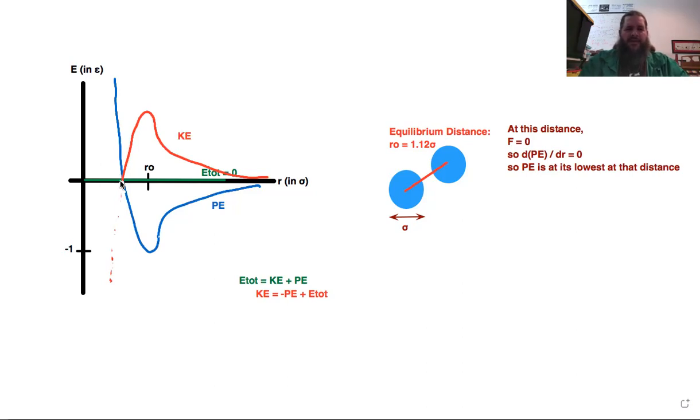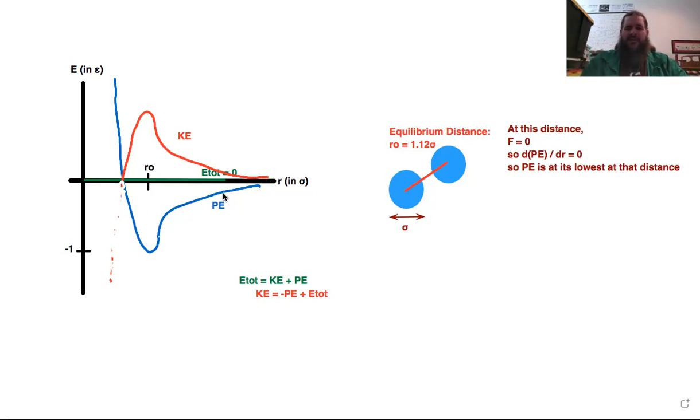There's still an R min. There's a closest they can get together. So there is a minimum distance. If they're going towards each other, they hit that distance and then bounce back off. But there's no longer a maximum distance. The kinetic energy graph now has an asymptote instead of hitting 0 at some point. So that means they can keep getting further and further apart. They do get slower and slower and slower, but they never come to a stop.